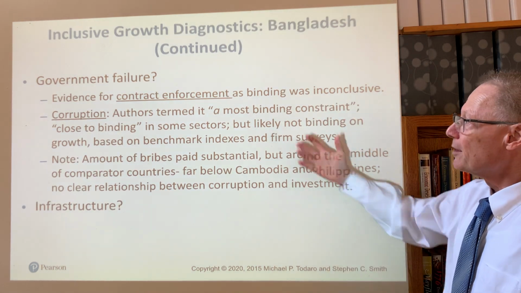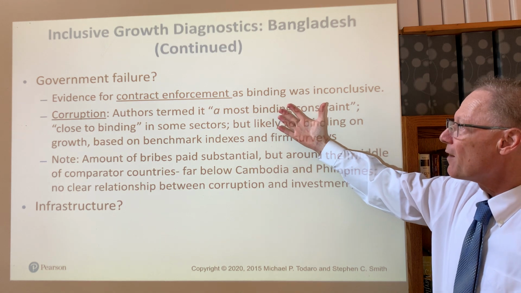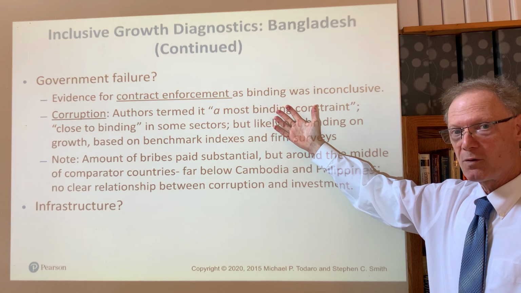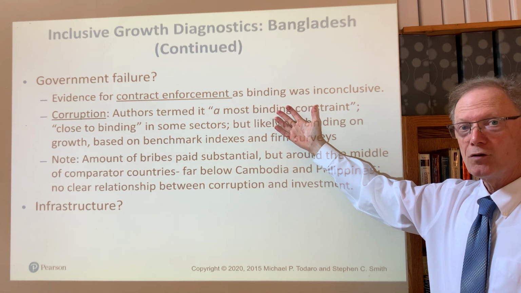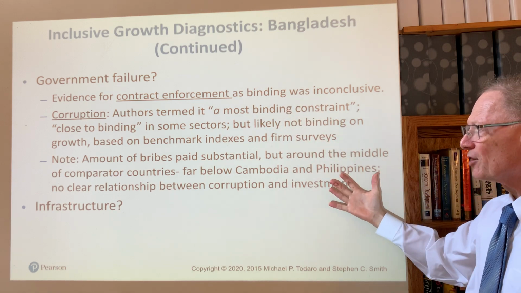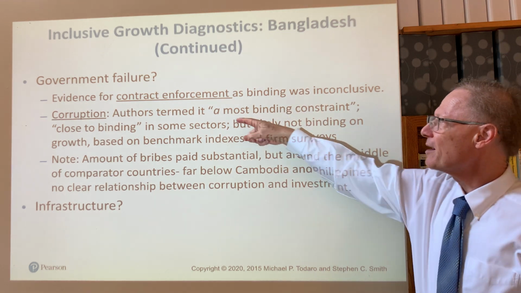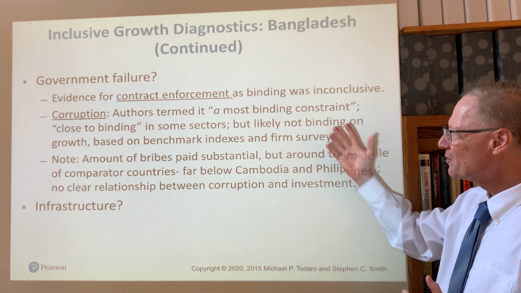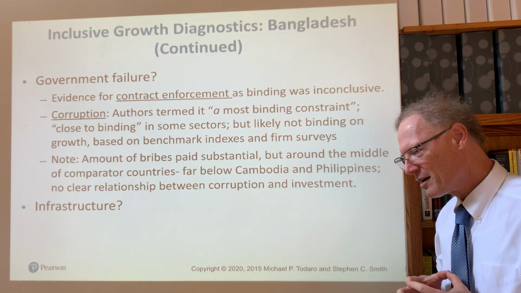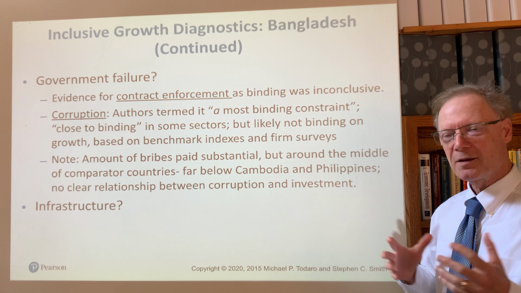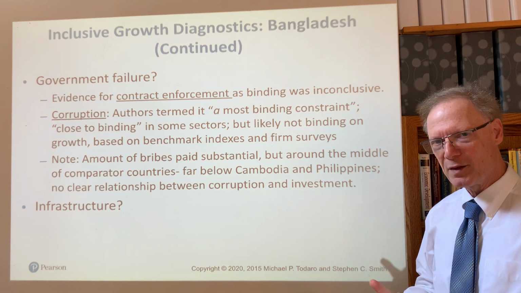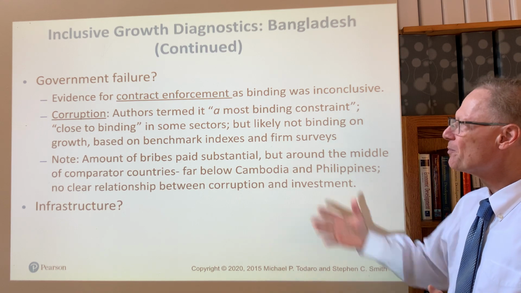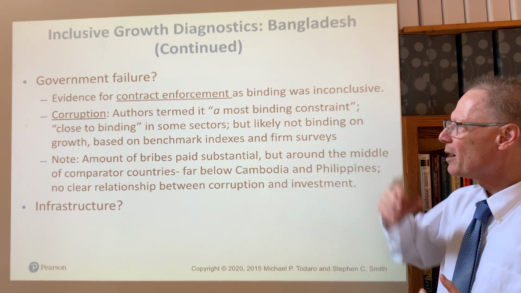What about government failure? Well, they didn't really find evidence for problems in contract enforcement. That's an example, as we've seen before, back in chapter 2, of an institutions problem. With respect to corruption, the authors decided to term it a most binding constraint. That's an unusual construction of phrasing. It is not so consistent with the underlying rigorous model behind this, but nonetheless, in terms of what one has to do in the field with the data that you have, you can understand how this might be raised.